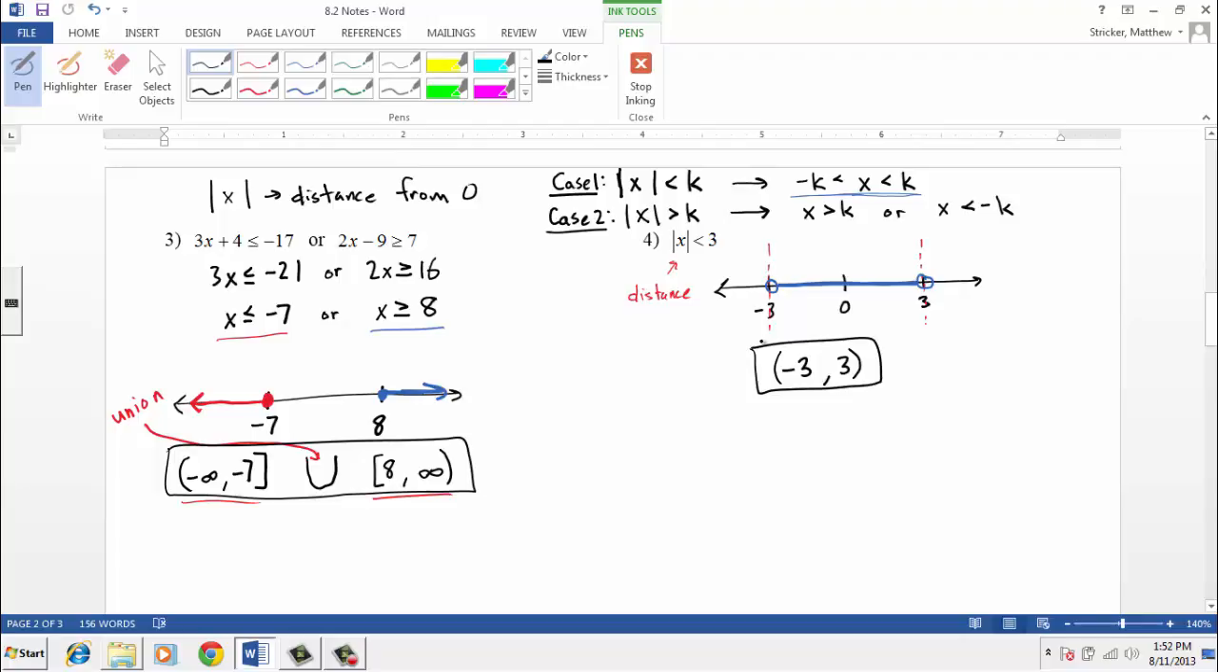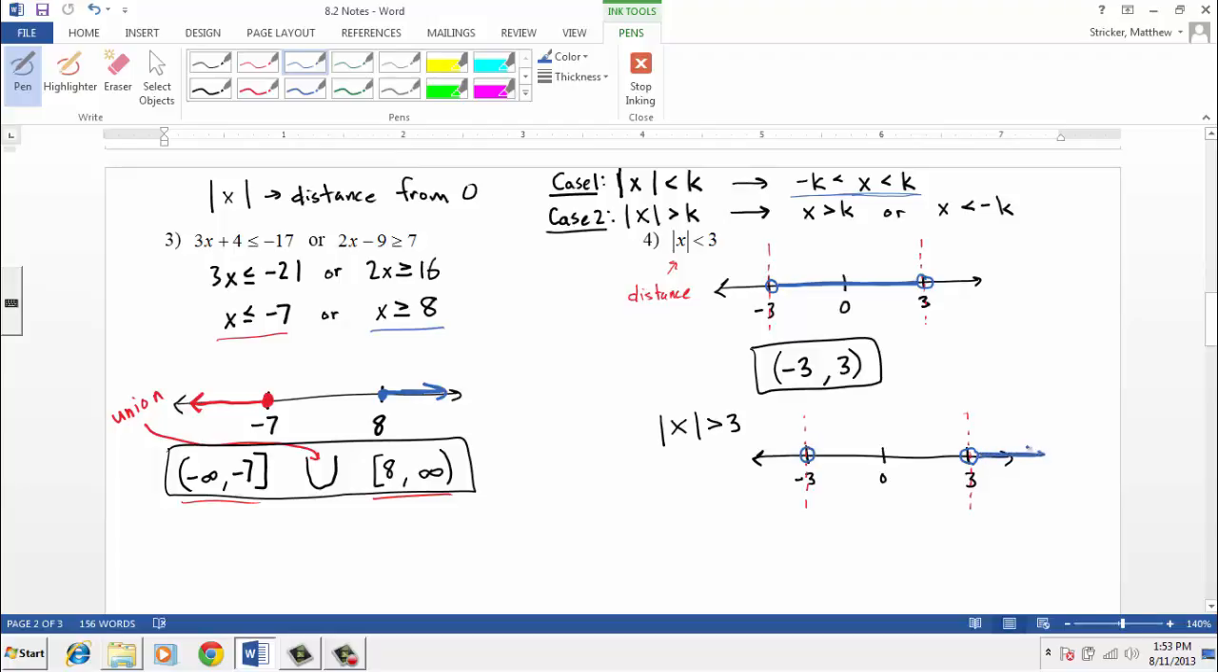Now, what happens if it's the opposite? What if the absolute value of x is greater than 3? Well, it's still the same picture. We still have to talk about our fences being at -3 and +3. The difference, though, is that now we want to be a distance of greater than 3 away from 0. In other words, our answers don't include any values inside the fence. We are now going to include values outside the fence.